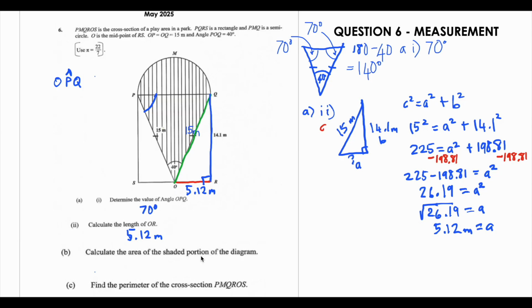Alright, so what I want you all to do now is try to calculate the area of the shaded portion of the diagram. Notice we have two different shapes going on. We have a semicircle and we have a triangle. So let's see how y'all work this out.